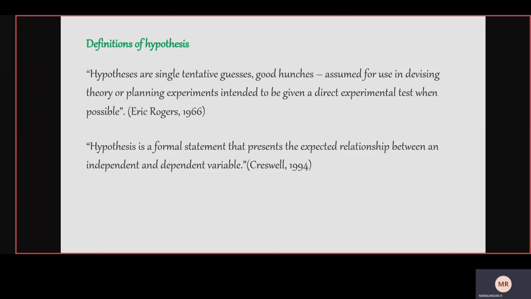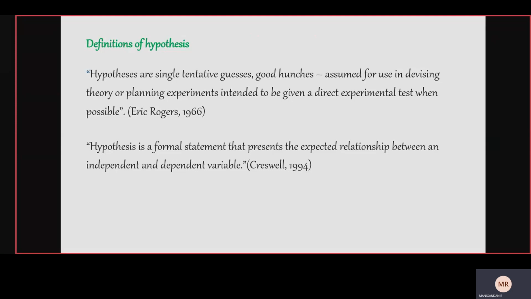We can simply say that a hypothesis is a part of research. In research, we can get the result through the hypothesis by using experiments. The tools we use are SEM models, SEM software, IBM SPSS and Smart PLS. Next, a hypothesis is a formal statement that represents the expected relationship between an independent and a dependent variable, as given by Creswell in 1994. So the main purpose of a hypothesis is to know the relationship between the two variables.